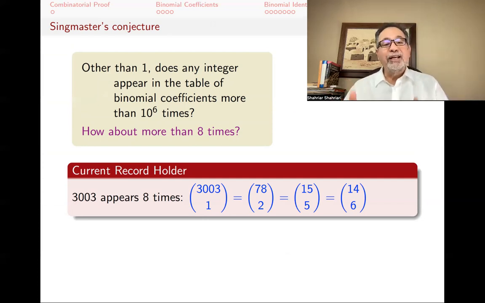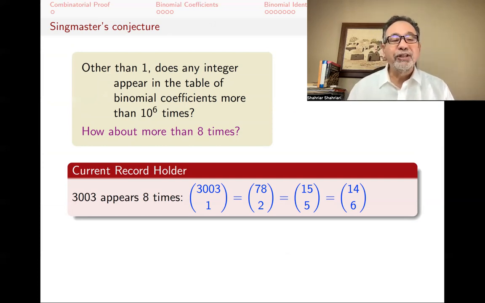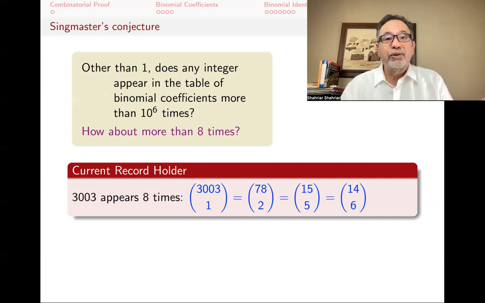Well, by symmetry, it's also 3003 choose 3002. It's also 78 choose 76. It's also 15 choose 10, and 14 choose 8. So it appears 8 times, but we don't know if there's anything else. I mean, 3003, where did that come from? Is there any other integer that maybe appears 10 times?